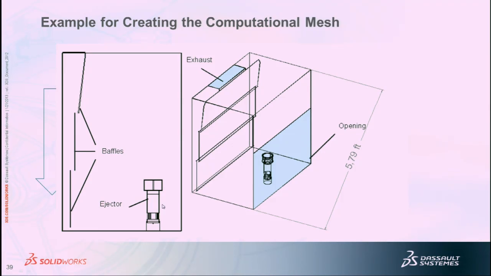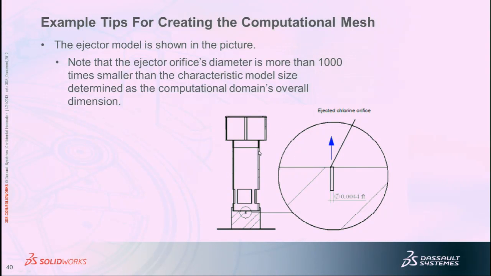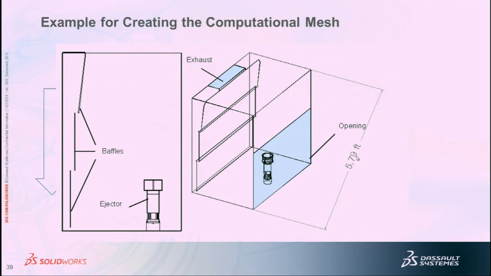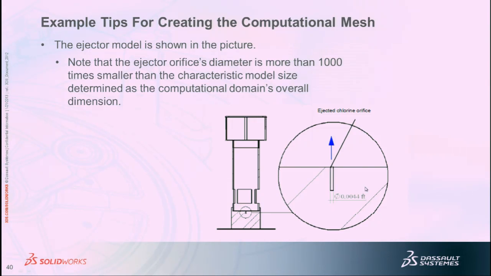So there's an injector that was injecting chlorine gas through here, and there were baffles here, so it vented the flow out through the exhaust over here. And the lab technician, this was open to air, so the lab technician was able to stand over here and not have to breathe this chlorine gas that was coming out here. And so just to give you an idea of distances here, this is 5.79 feet from tip to tip. Now here, we're talking about 0.0044 feet.